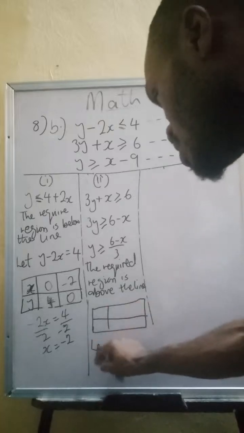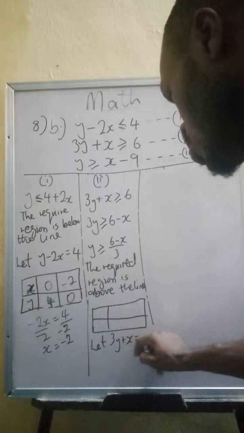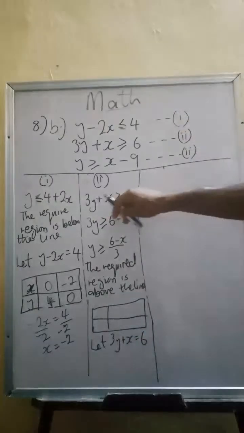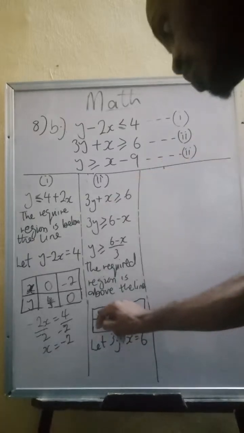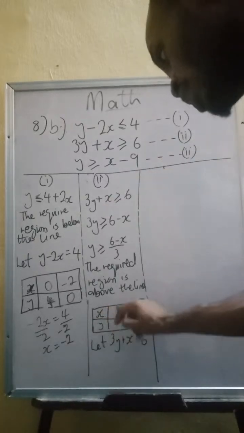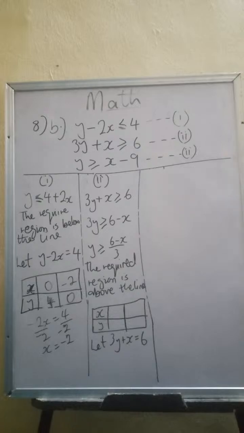And remember, let 3y plus x be equals 6. So we're having the equivalent equation of this. And you call these x and y and have at least 2 points. If they turn out to be 0 both, you'd include a third column.